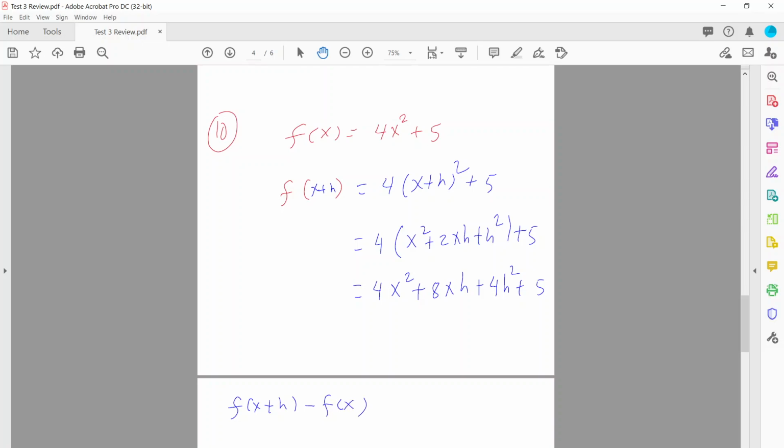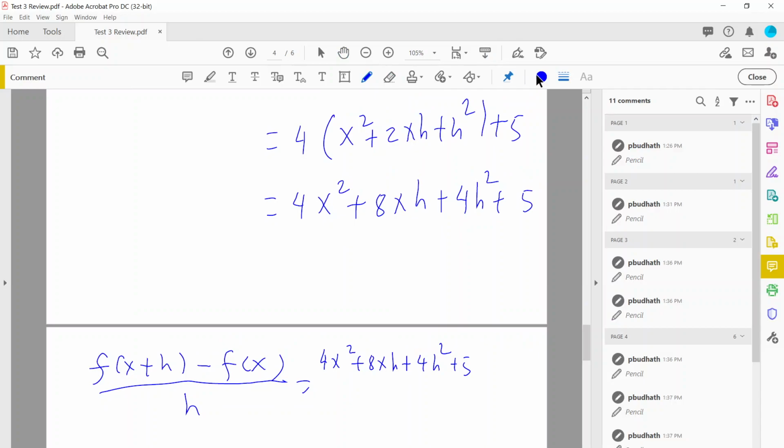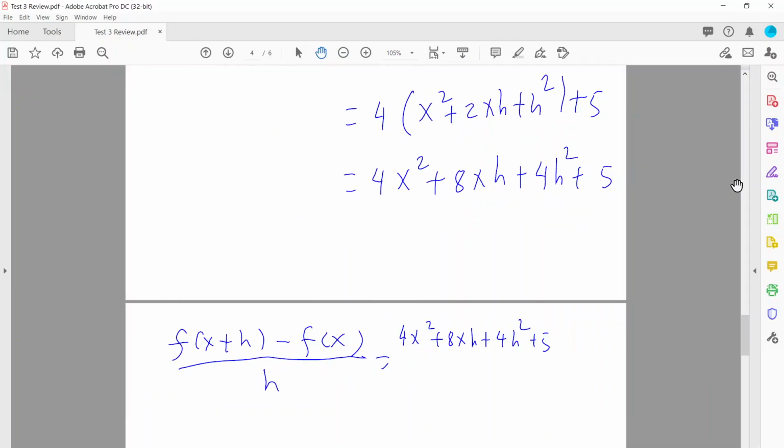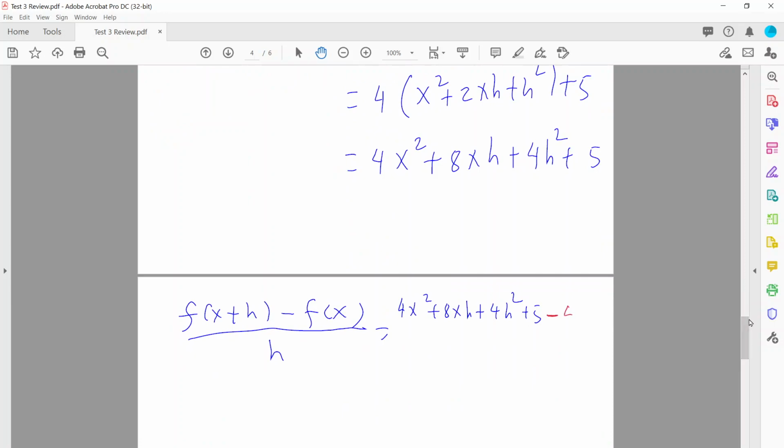So I'm going to just subtract f of x from f of x plus h and also divide that expression by h. So that means just plug the value of f of x plus h, which is 4x squared plus 8xh plus 4h squared plus 5, minus, so now I'm going to use red color here to show the difference, minus f of x, because there is a minus sign. While plugging the value of f of x, look at the value of f of x, which is 4x squared plus 5. You have to apply the minus, so it would be minus 4x squared minus 5, over h.